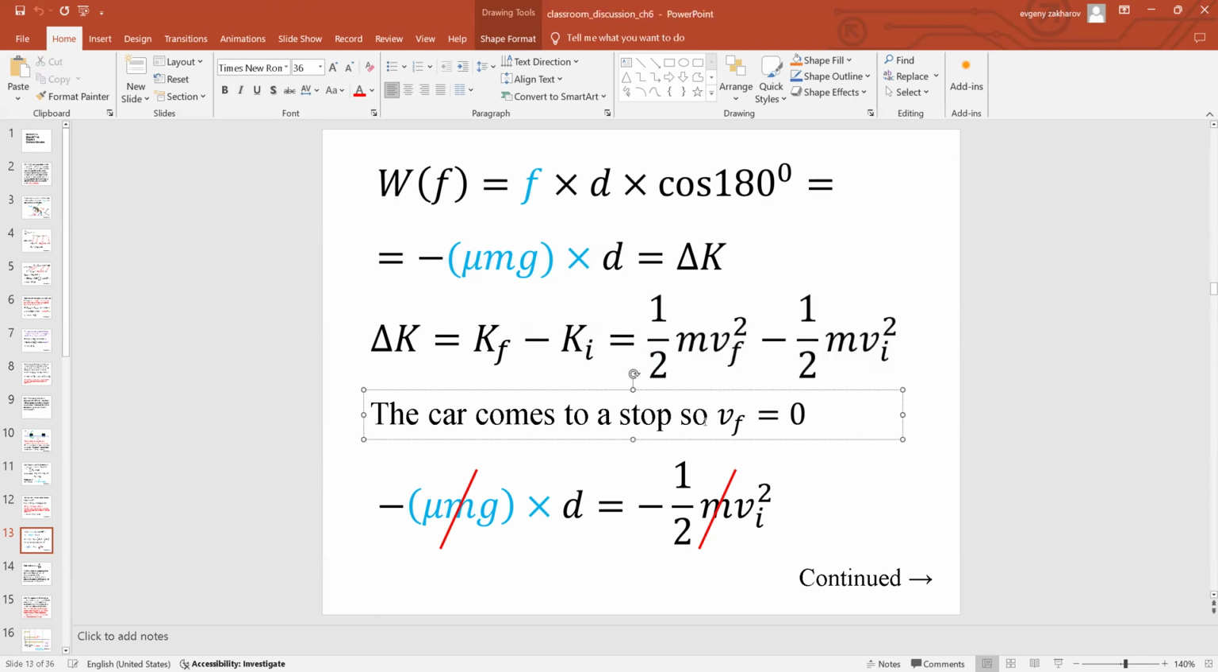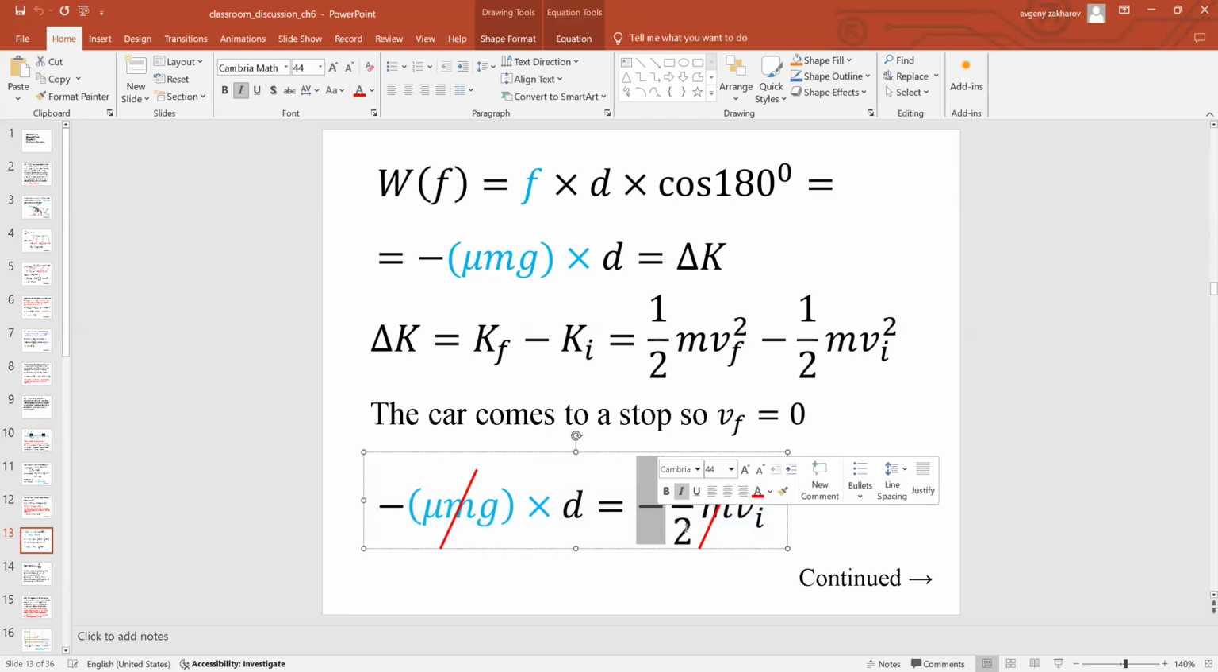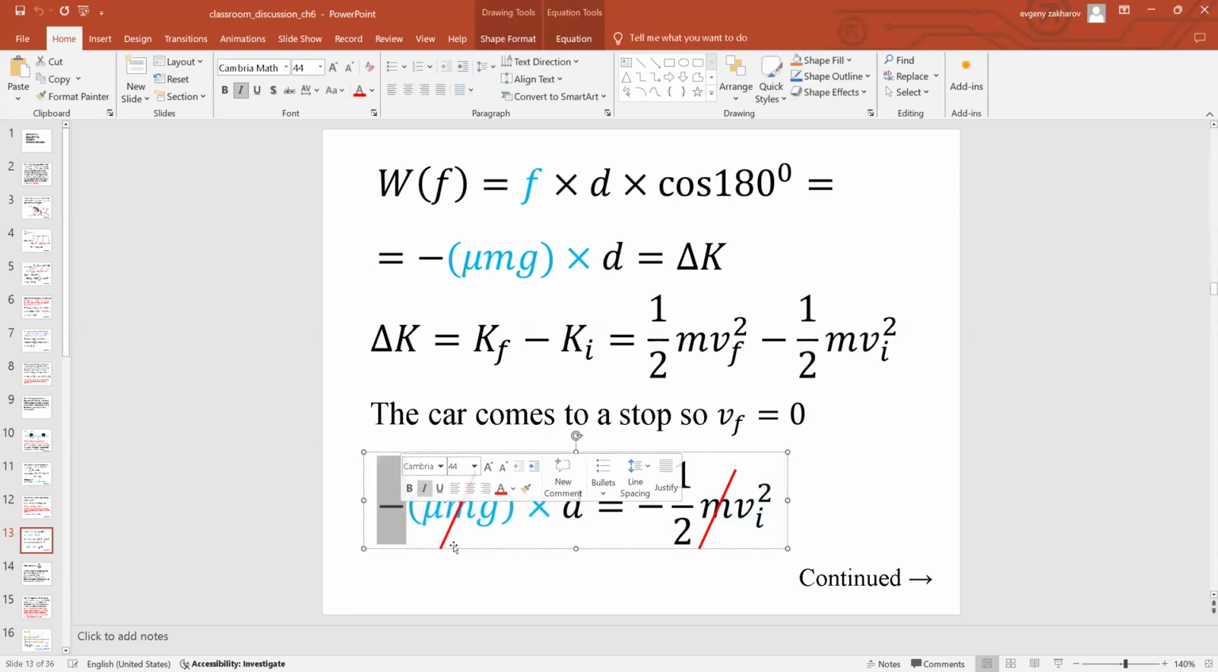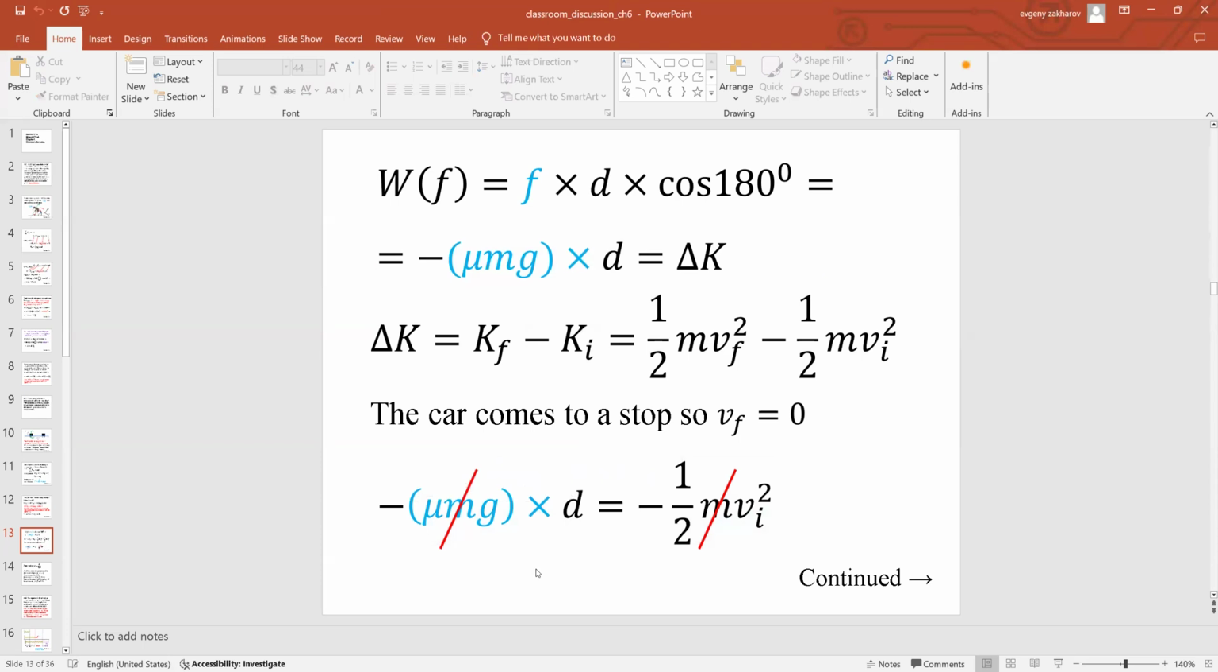Now we eventually come to a stop, so final is just 0. So your change in kinetic energy is just 0 take away 1/2 mv initial squared. And I want to point out that the right side is negative and the left side is negative. See how both negatives came up, and now you can cancel them. You can multiply both sides by -1. And that's a perfect step to get rid of negatives.